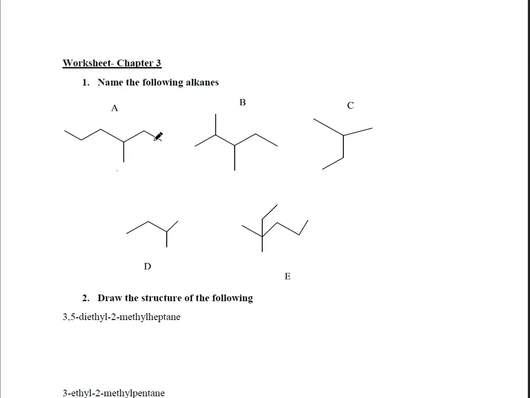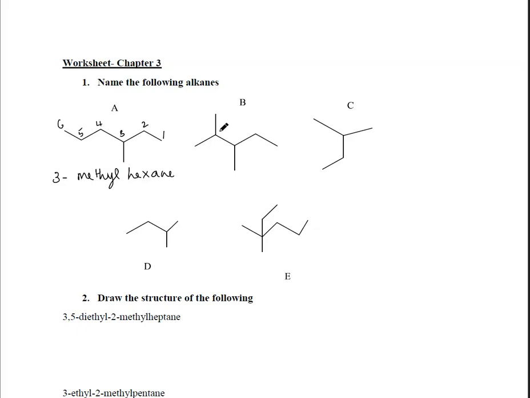As we have learned the rules, we have to check which side to start numbering from. The rule is that you should give the lowest number to the first substituent. So in this case, we will number from this end, 1, 2, 3, 4, 5, and 6. At the third carbon atom, there is a methyl group, CH3. So this compound will be named 3-methyl, and since it is a 6 carbon atom chain, it will be called hexane.